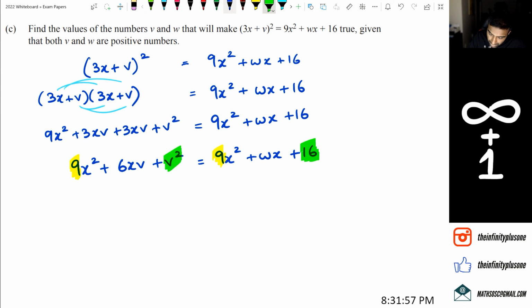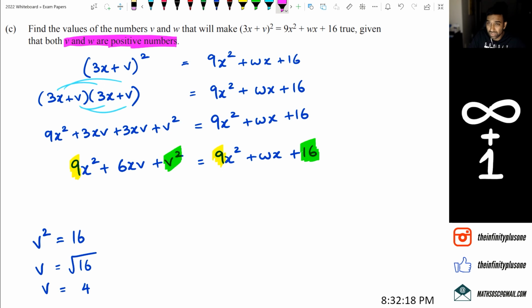So that's our first clue. So we can actually say that v squared is equal to 16. Therefore, v is equal to the square root of 16, which is going to give us 4. Now notice, normally when you take a square root of a number, you're going to get positive and negative. But because in the question itself, they say that v and w are positive numbers, we know that v is equal to positive 4.